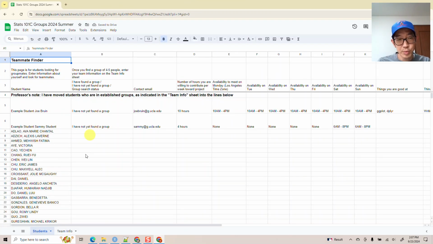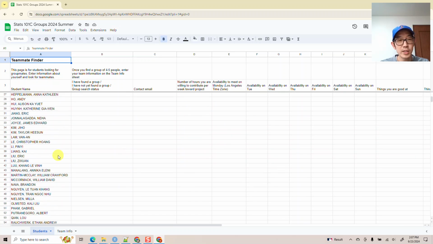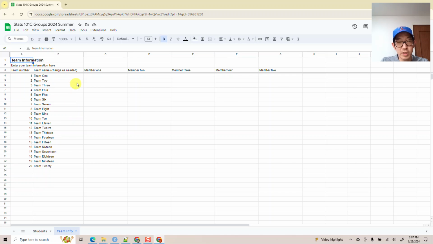I filled out a couple things, but basically I've copied the roster from the class website, or I guess from my UCLA site here. I've copied all of your names, and I want you to fill this out and use this, and as you see students fill this out, reach out to them and say, hey, do you want to form a team? Okay. I put in a few things here, like whether you found a group, okay? And if you do find a group, fill that out in team info.